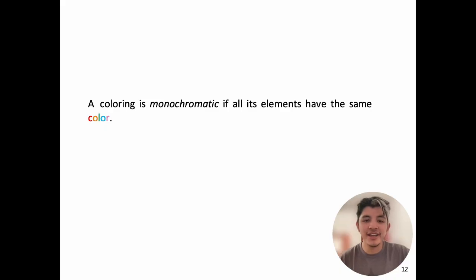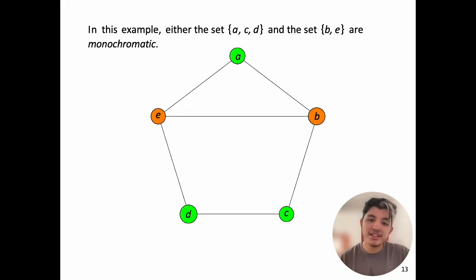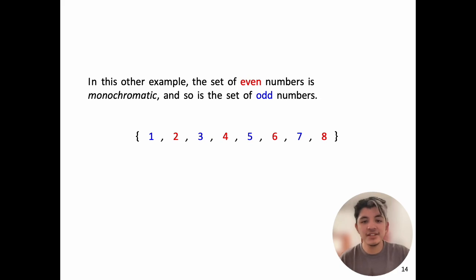Okay, a coloring is said to be monochromatic if all its elements have the same color. In this example, both the sets A, C, D and the set B and E are monochromatic. In this other example, the set of even numbers is monochromatic and so is the set of odd numbers.